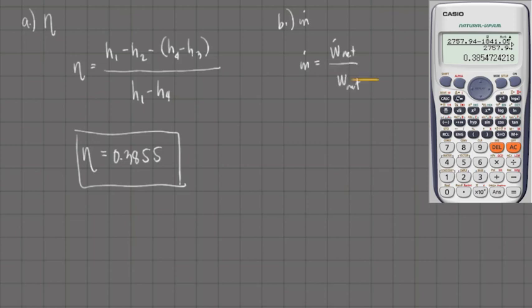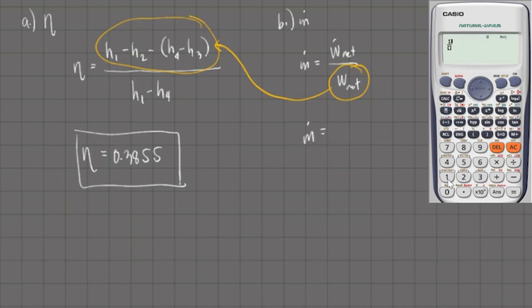The net specific work is actually the numerator of our thermal efficiency formula. Solving for mass flow rates, we have a net power generation of 100,000 kilowatts divided by H1 2757.94 minus H2 1841.05 minus H4 398.29 minus H3 390.98. The required mass flow rate of steam this time is 109.94 kilograms per second.